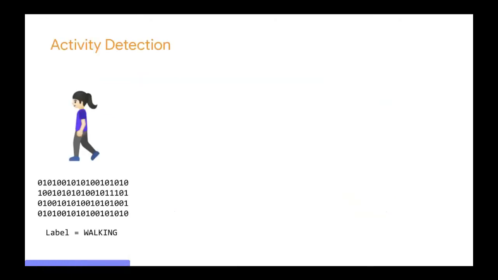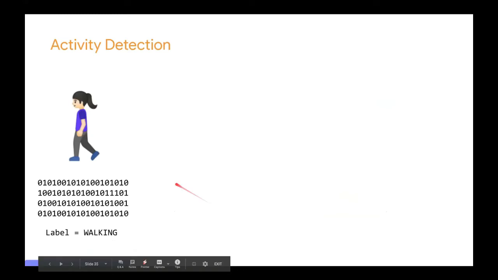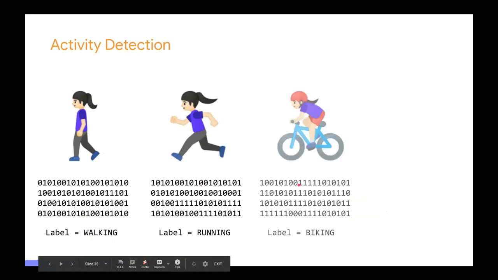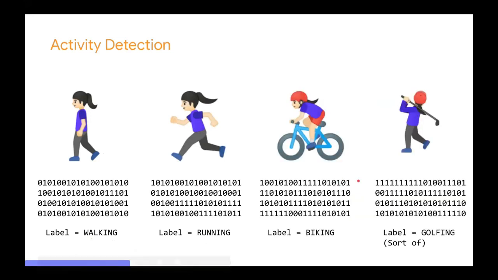Okay, so for example, again, instead of measuring speed, maybe I'm going to take a picture of somebody walking. I encode it in a binary way, and I'll just say that is a human walking. And then I have another image of somebody running. Then I'll say that is an example of a human running. And then similarly for biking, and then golfing, kind of. Right? Because golf has lots of different activities within the one sport. And so you may have to take a lot of different images of all the different things that you would do if you were golfing. Okay.